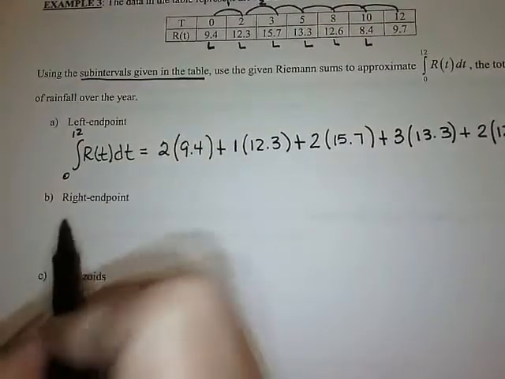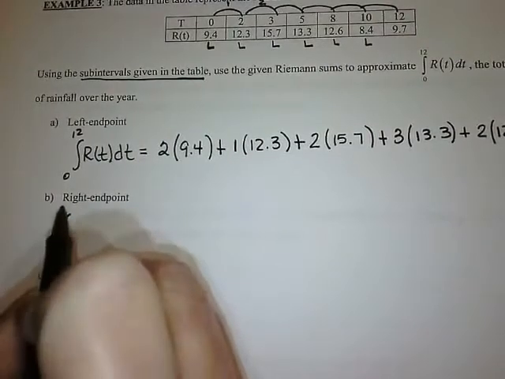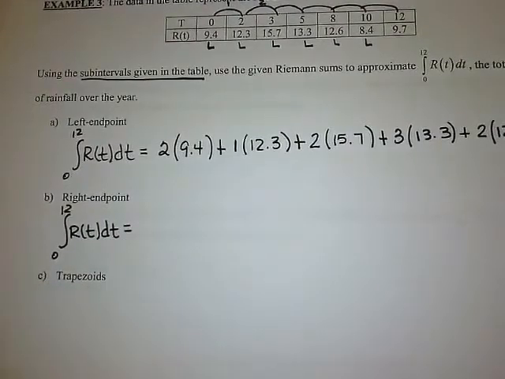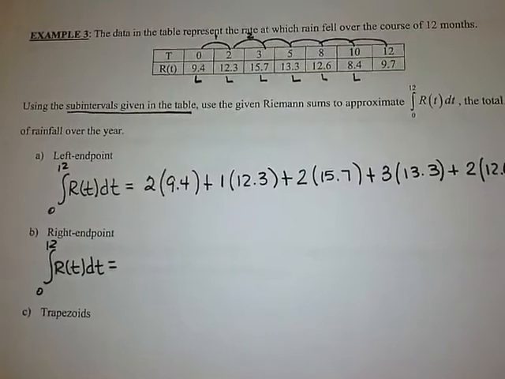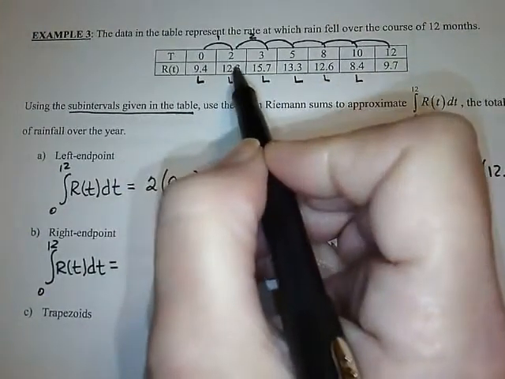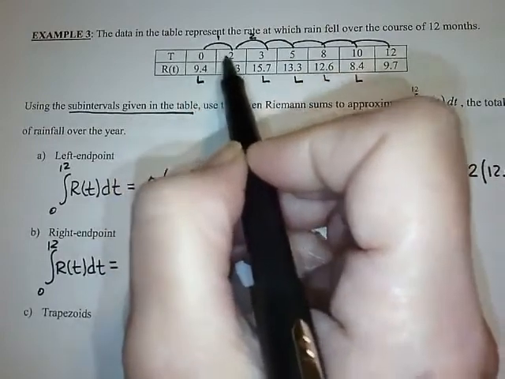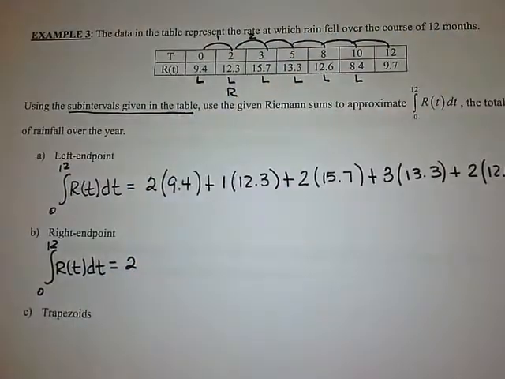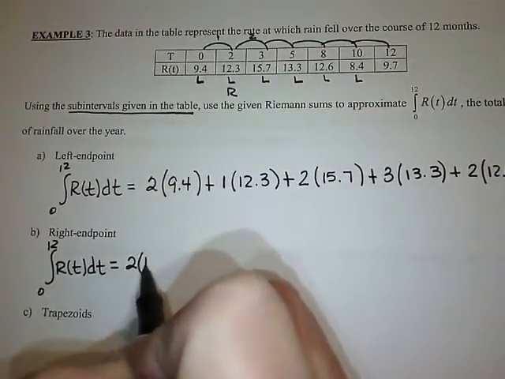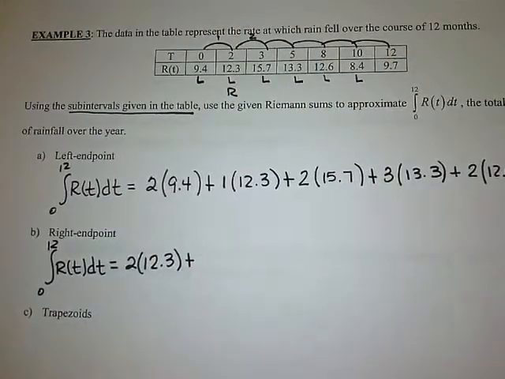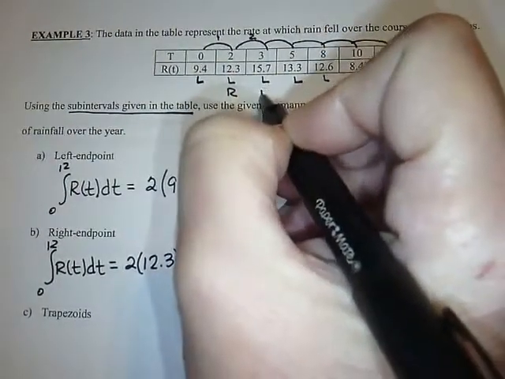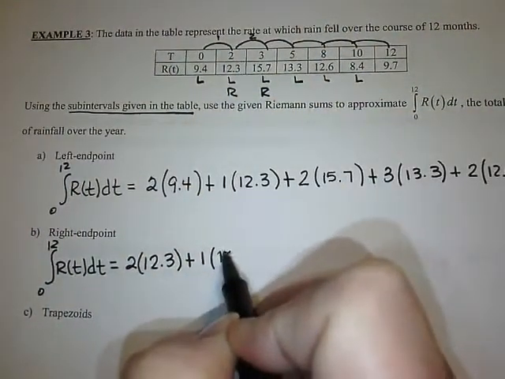Okay, so now we're going to go down and do a right endpoint Riemann sum. So I'm going from 0 to 12, again, R(t) dt. And now I'm going to look at my rectangle, but now I'm connecting it on the right-hand side. So rectangle number 1 has a width of 2, but now the right-hand side is over here, right? So this is going to be 12.3. Then I do my next one, which has a width of 1. Connecting it on the right-hand side now is 15.7.